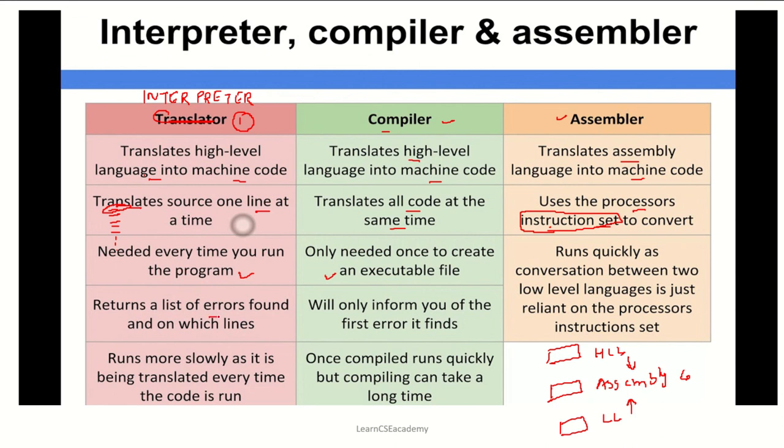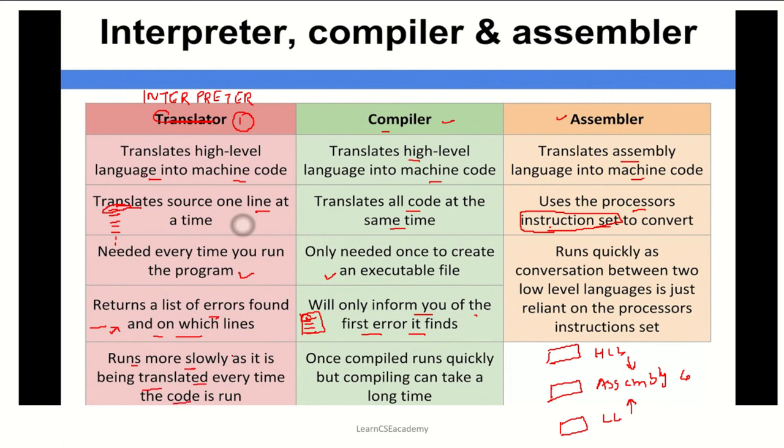Returns a list of errors found and on which line. The interpreter will return all the errors found in a particular line and report that, whereas the compiler will inform you of the first error it finds. So if we have a program and the first error occurs, the compiler will automatically tell us about that. The interpreter runs more slowly and is translated every time the code is run.